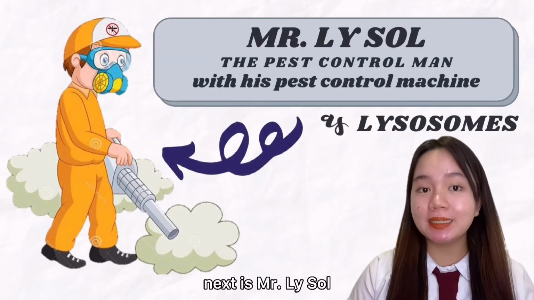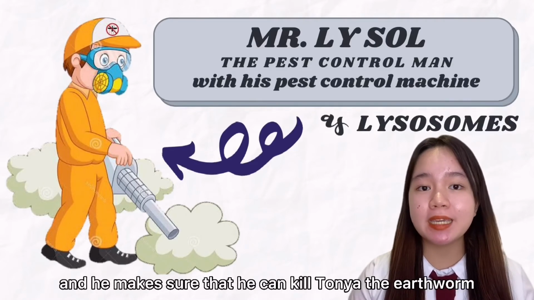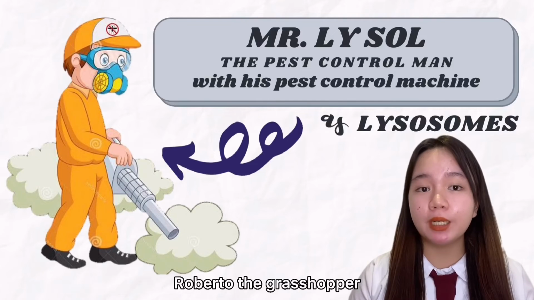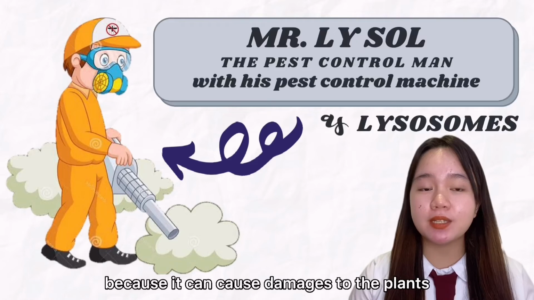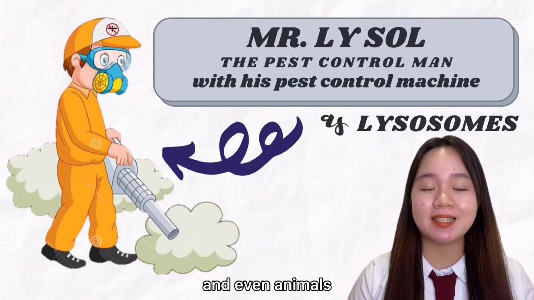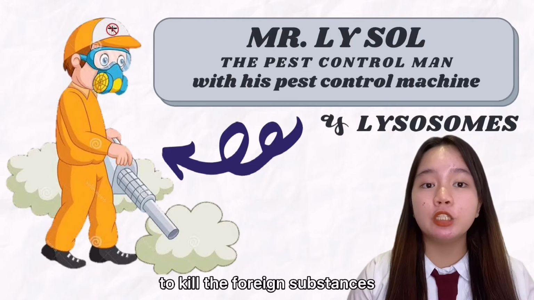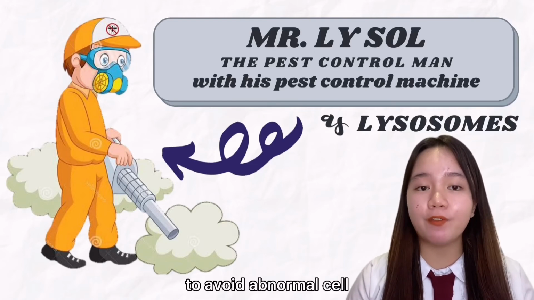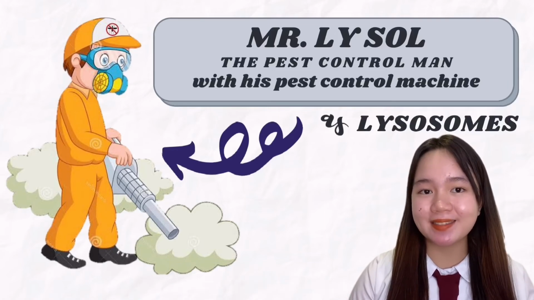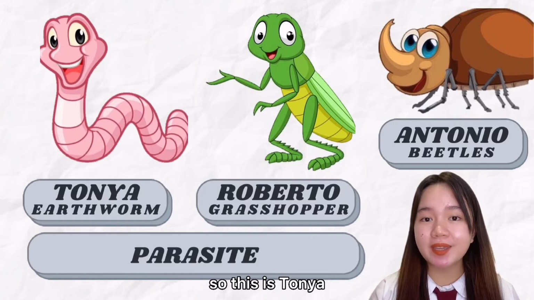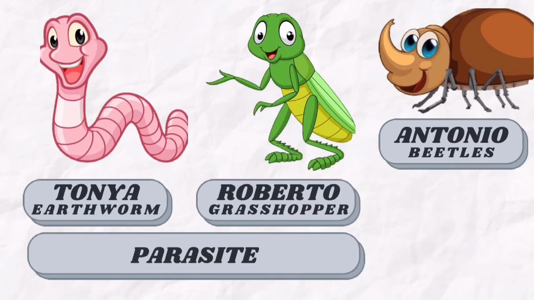Next is Mr. Saul. He is the pest control man of this farm and he makes sure that he can kill Tonya the earthworm, Roberto the grasshopper, and Antonio the beetle because they can cause damage to the plants and even animals. Similarly, lysosomes have a duty to kill foreign substances to avoid abnormal cells that can cause bacteria and viruses. So this is Tonya, Antonio, and Roberto as the parasites of this farm.